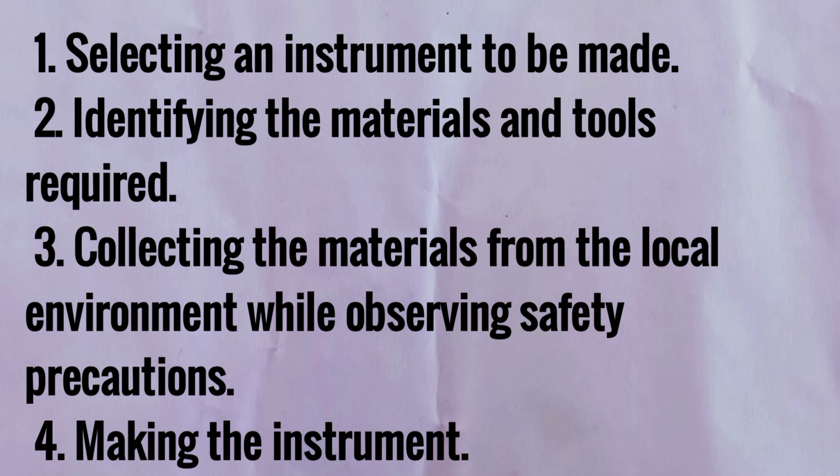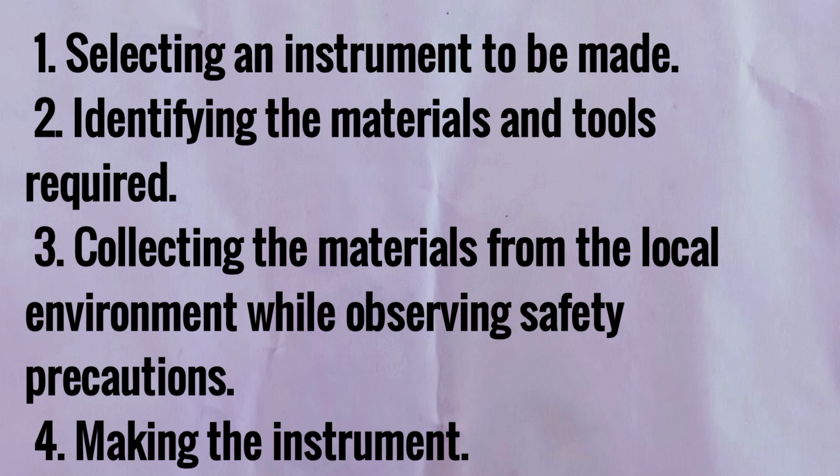Then step 2, identifying the materials and tools required. After selecting an instrument, it will be easy for them to identify the materials and tools required. Then after that, they are going to collect the materials from the local environment while observing precaution and safety. Then the last step will be making the instrument, when they have all the materials and tools they need. So those are the 4 key steps followed when making most wind instruments.